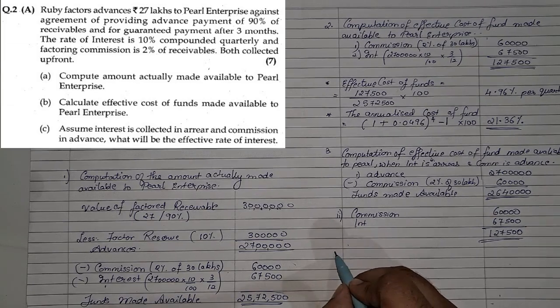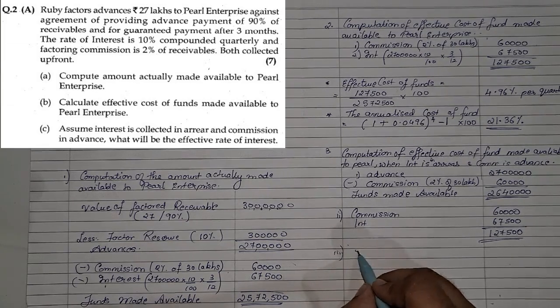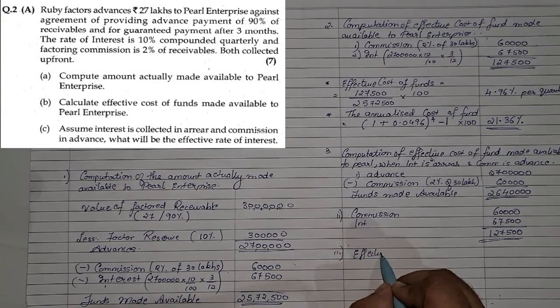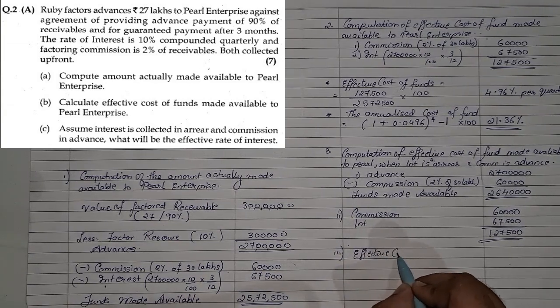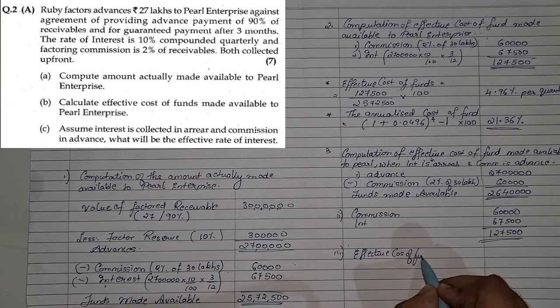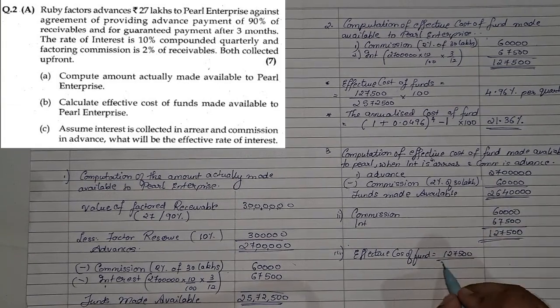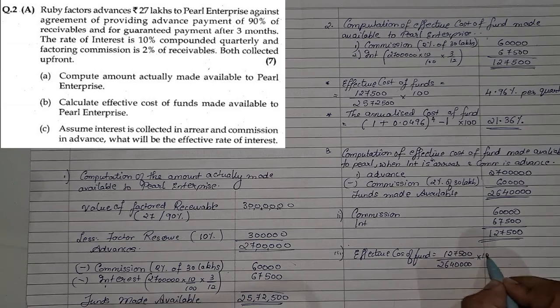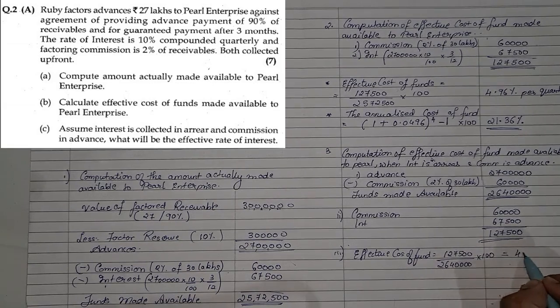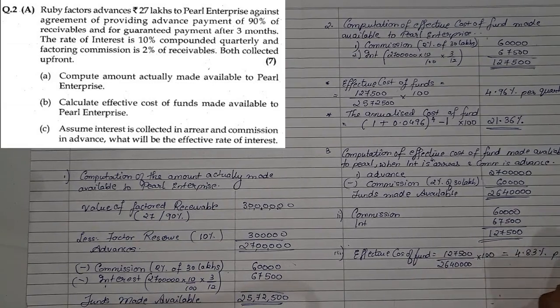Third, now we need to find the last part, that is the effective cost. So the effective cost is equal to, very simple, the cost which was 1,27,500 upon the investment, the funds made, that is 26,40,000 into 100, which came to 4.83% per quarter. Now since it is quarterly, we need to annualize it.